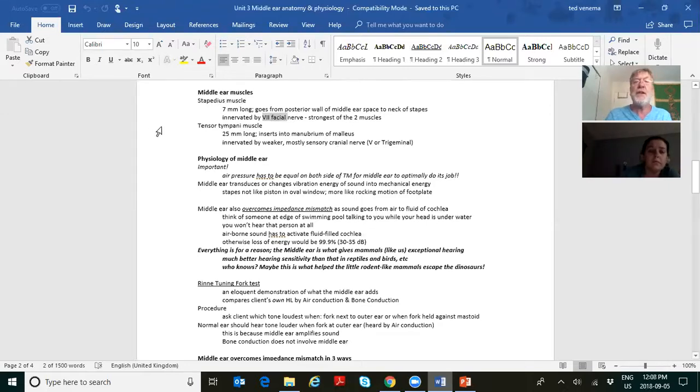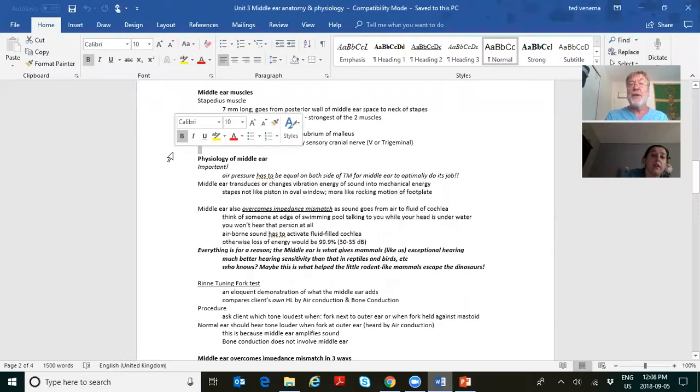The tensor tympani muscle is much longer, and it inserts into the manubrium, the handle of the malleus bone. And it's innervated by the weaker cranial nerve, the 5th cranial nerve, or we often call it the trigeminal nerve. Why trigeminal nerve? Because it's got 3 branches. A triangle has 3 corners. The trigeminal nerve has 3 branches. One branch ends at the cheek, another branch ends at the mandible or jaw, and the 3rd branch more by the ear. So trigeminal is the name of the 5th cranial nerve.